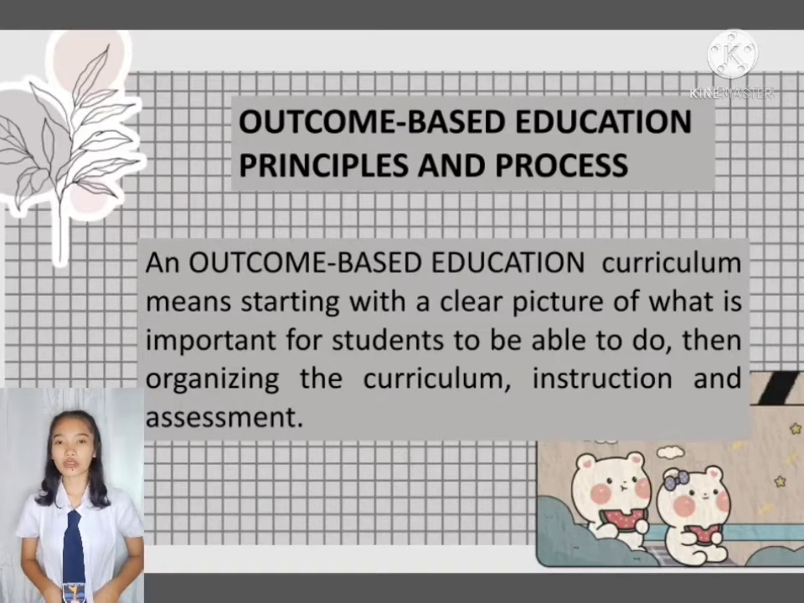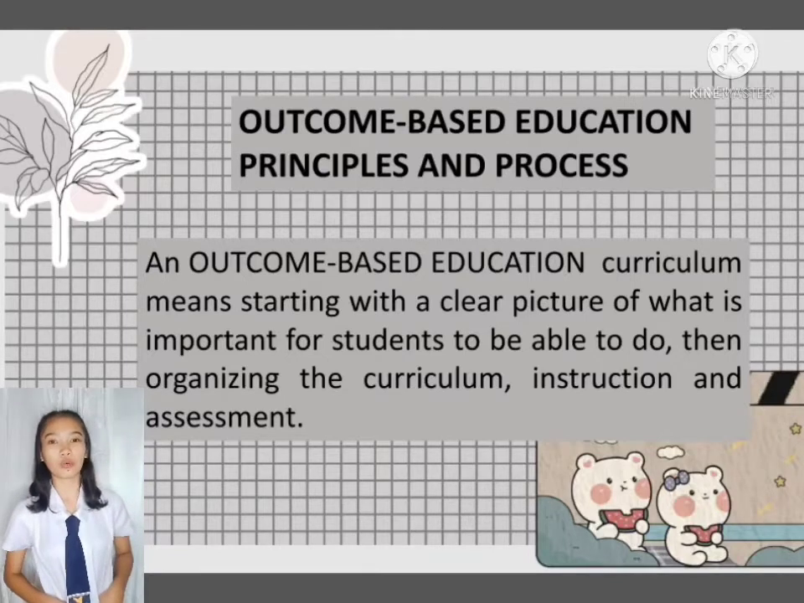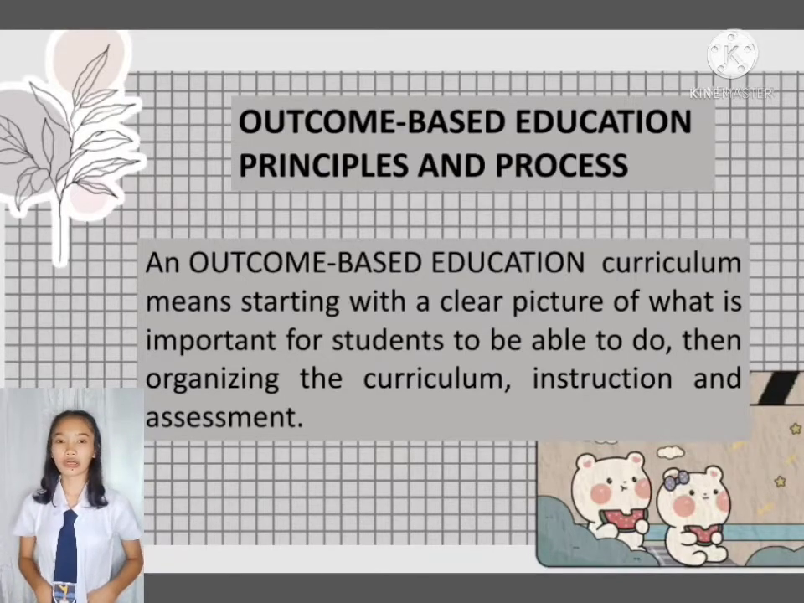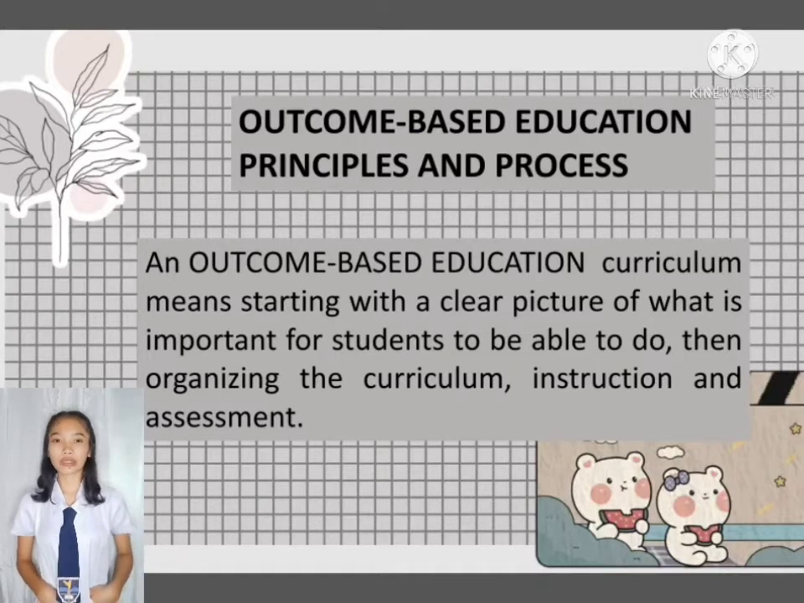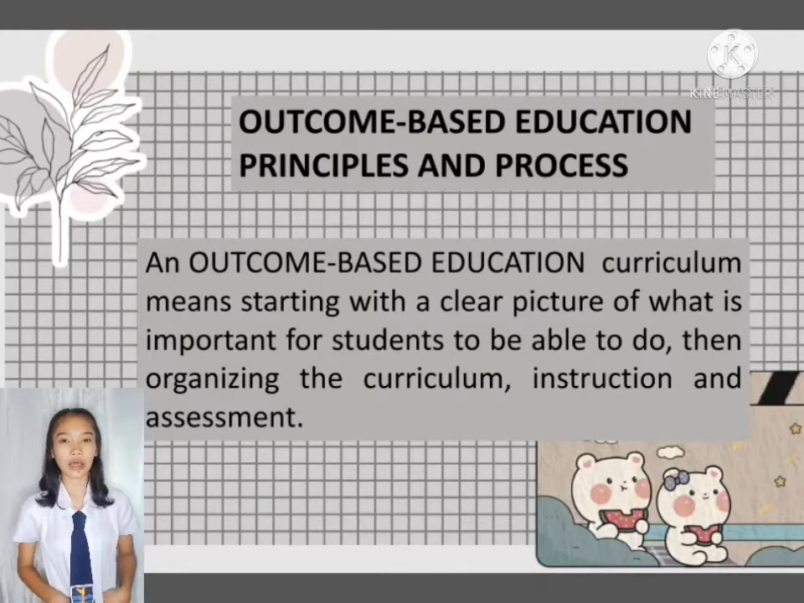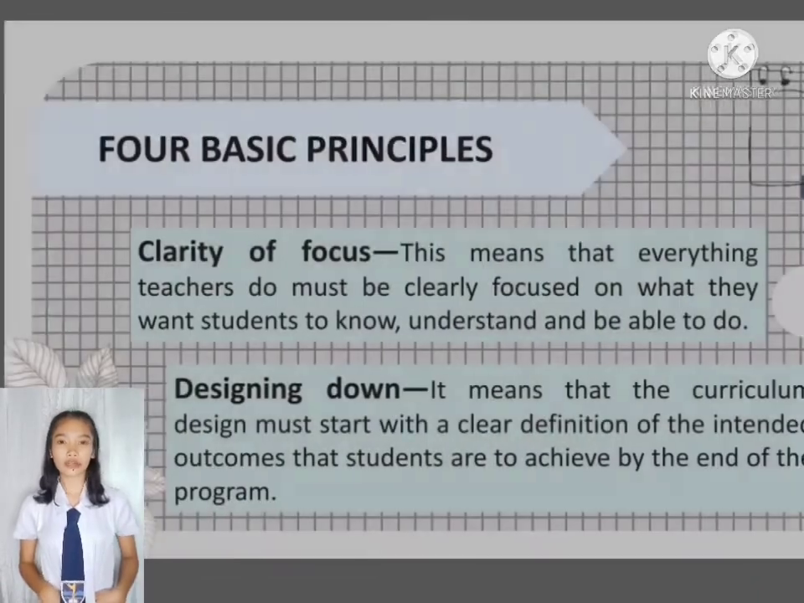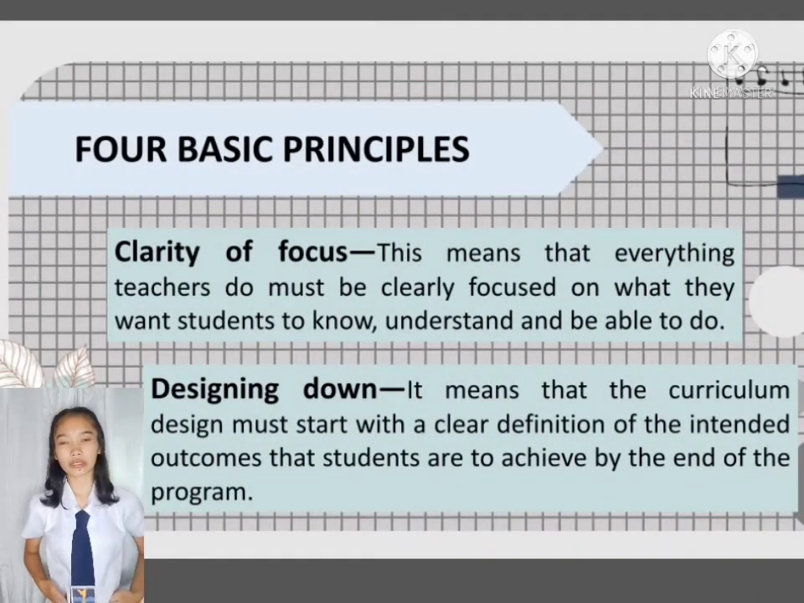An outcome-based education curriculum means starting with a clear picture of what is important for students to be able to do, then organizing the curriculum, instruction, and assessment. It is to make sure that learning ultimately happens. Now, let's focus on the four basic principles.